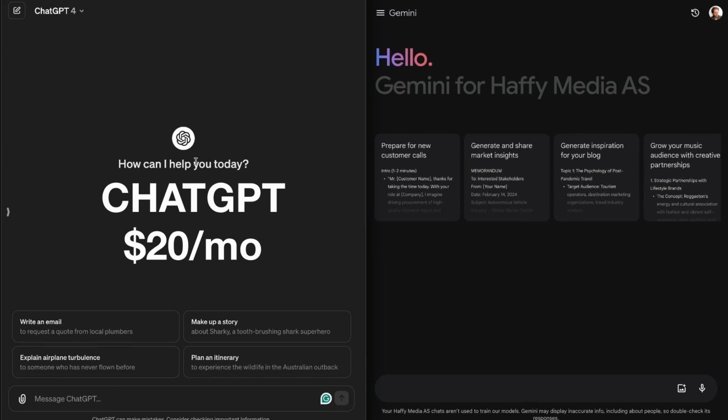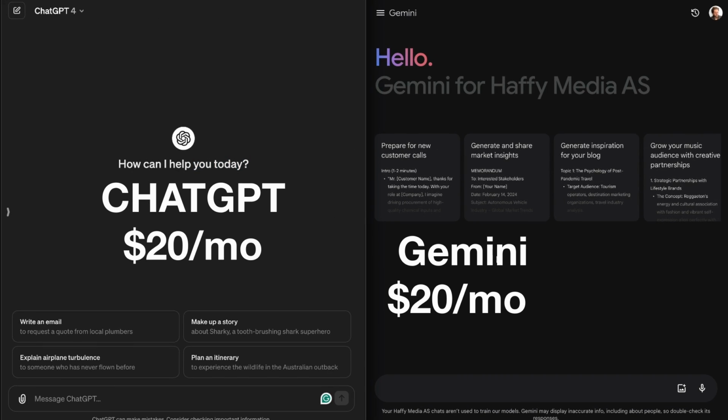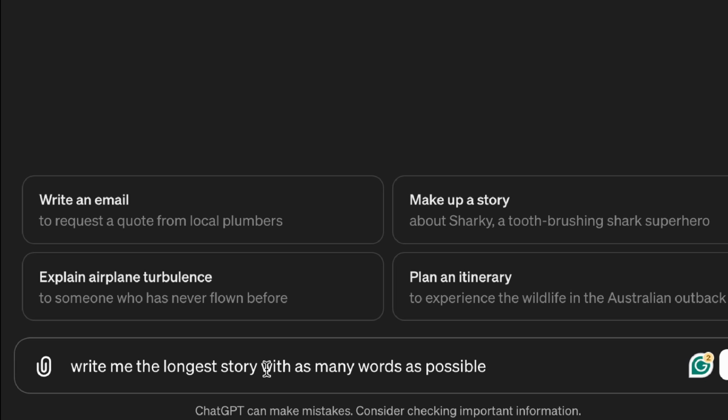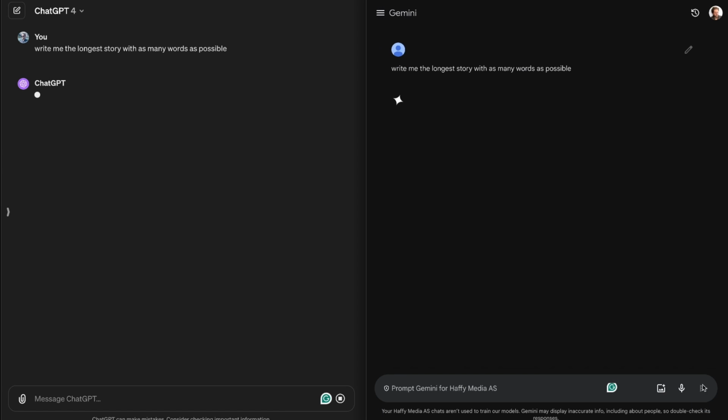As you can see, we have ChatGPT on the left and Gemini on the right. I have the max version that you can buy for both of them. So let's go to prompt number one. Write me the longest story with as many words as possible. I'll start them both at the same time.